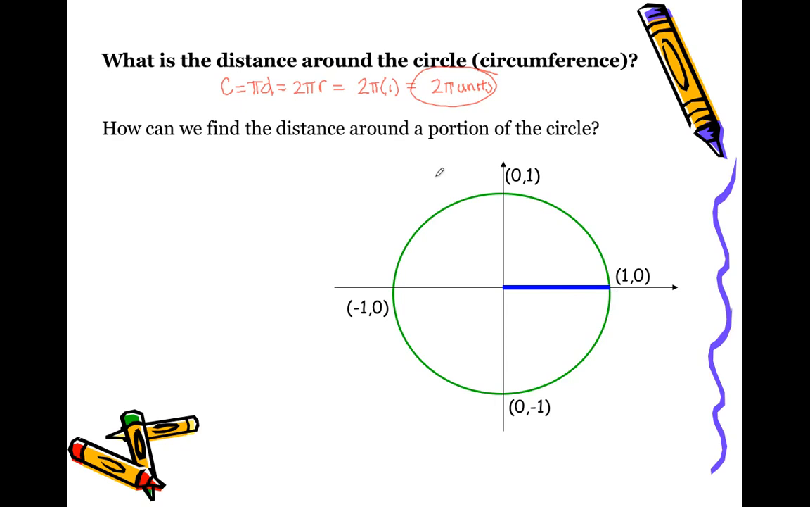How can we find the distance around a portion of the circle? So maybe we don't want to go the whole way around. We only want to go a piece of it, right? You might have known that as arc length last year. So what about 30 degrees?